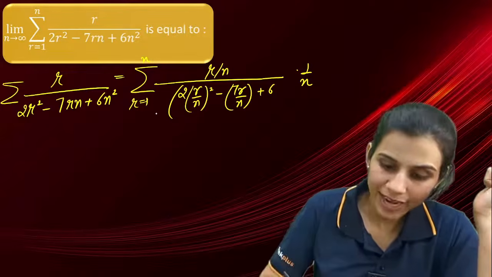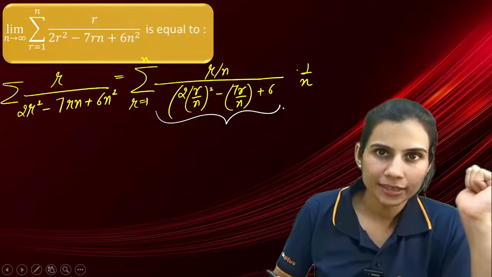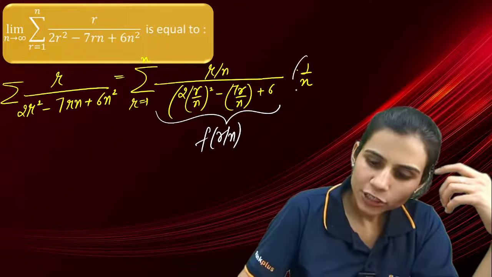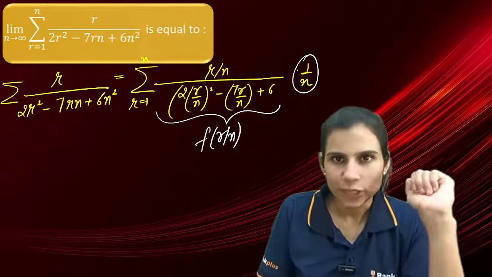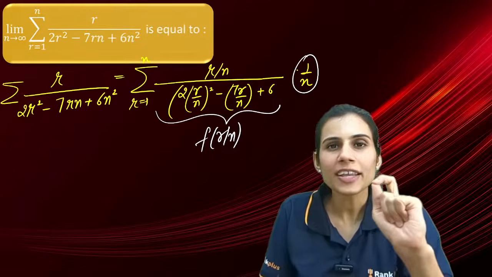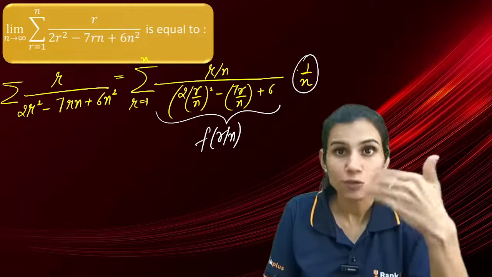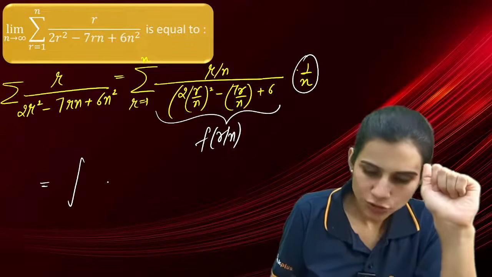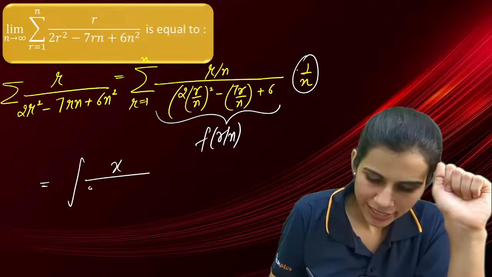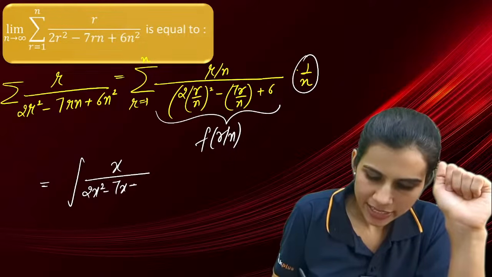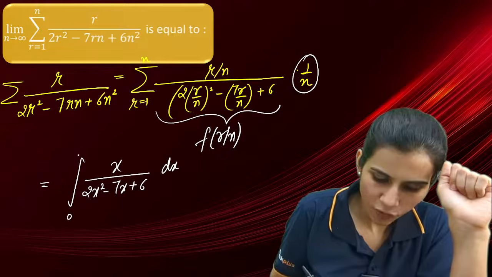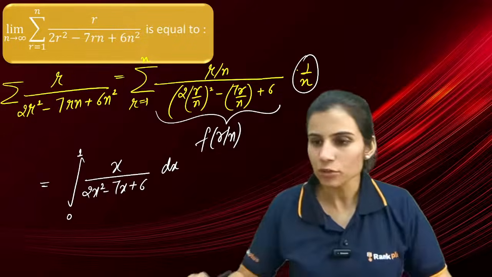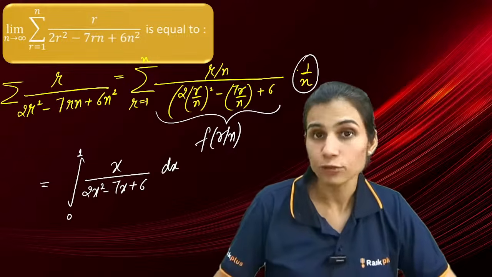As a matter of fact, the moment I have summation of a function of r by n into 1 by n, where r is going from 1 to n, this is straight away convertible to limit of a sum in terms of definite integral. r by n converts to x. This is 2x square minus 7x plus 6, this is dx, and obviously this is 0 to 1. In the first question, I've explained this to you in detail, so I hope there is absolutely no confusion.